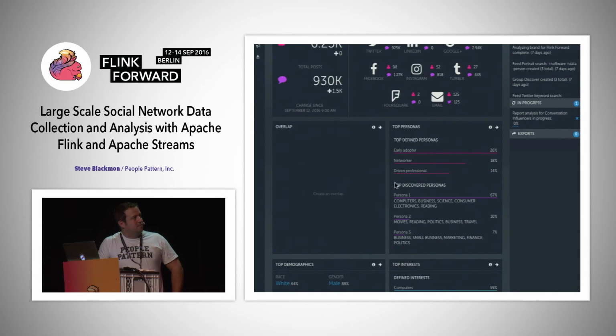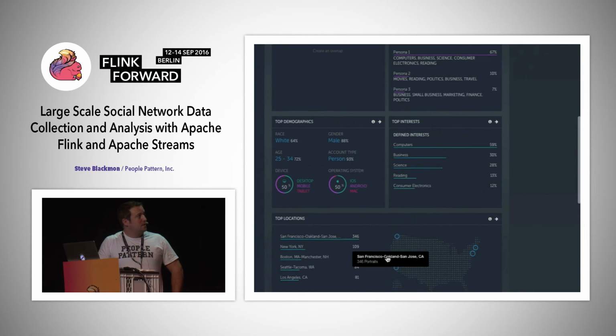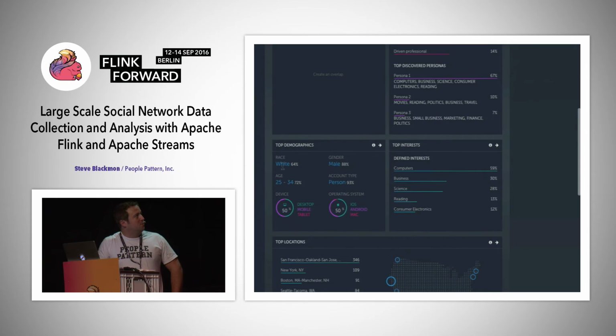There's also some clustering that goes on wherein we look at the different interests that are being mentioned. Say, like, there's actually a persona here that seems to be an intersection of computers, business, science, consumer electronics, and reading, while there's another persona that talks more about movies, politics, and business and travel. These are kind of the roll-ups or the top sections of each of these different categories. Computers is the top interest by far, but business is hanging in there too.